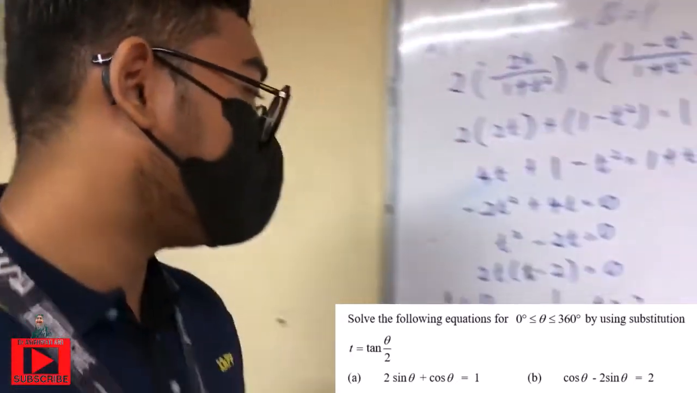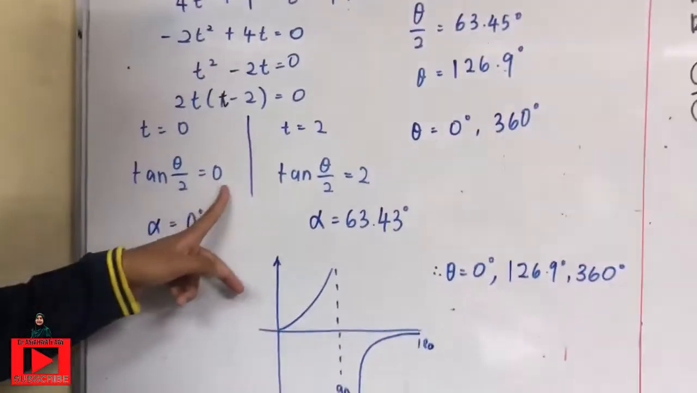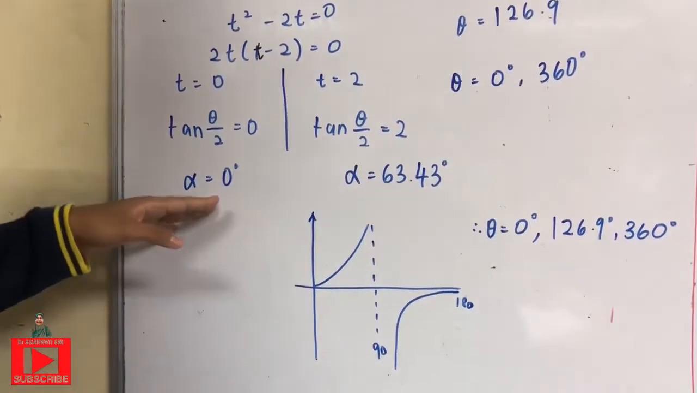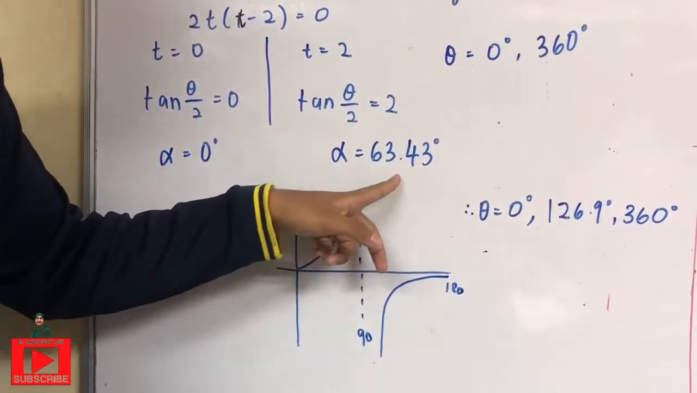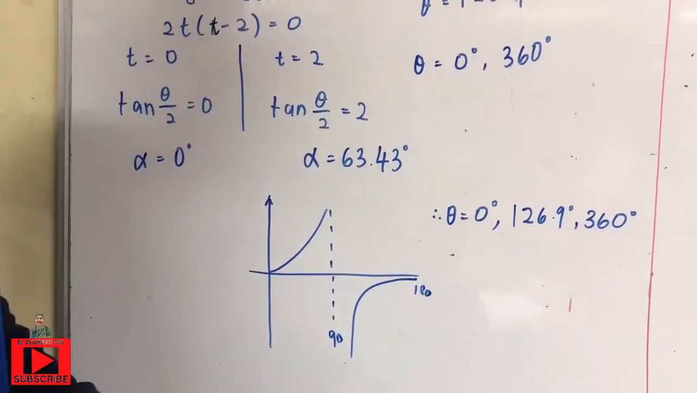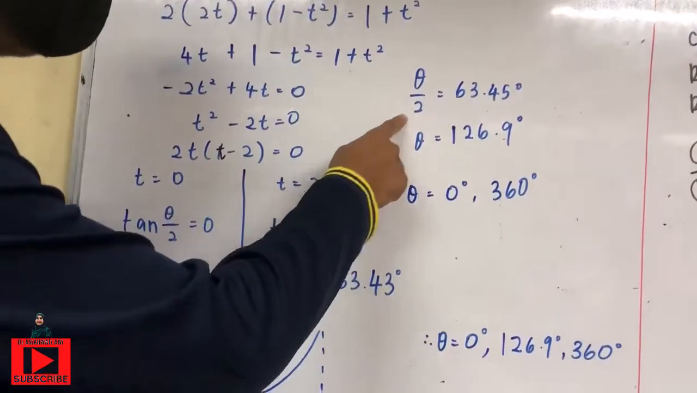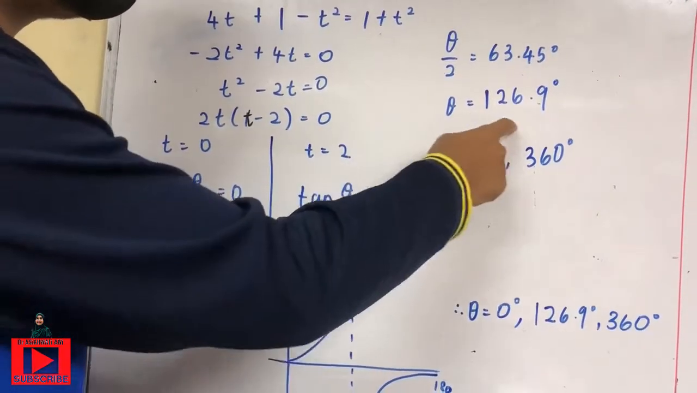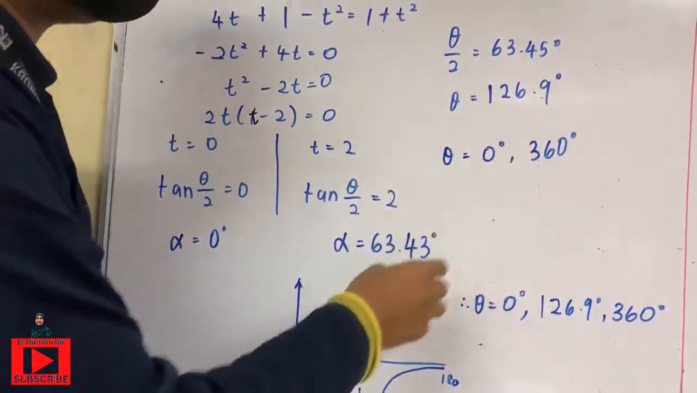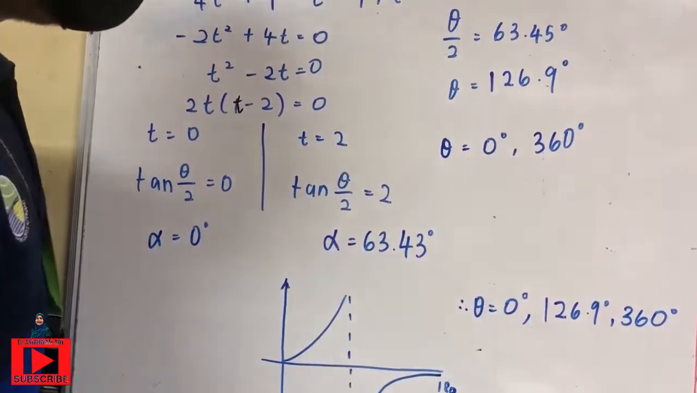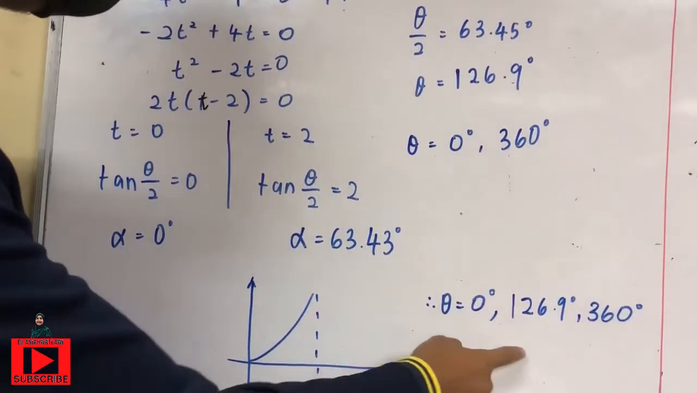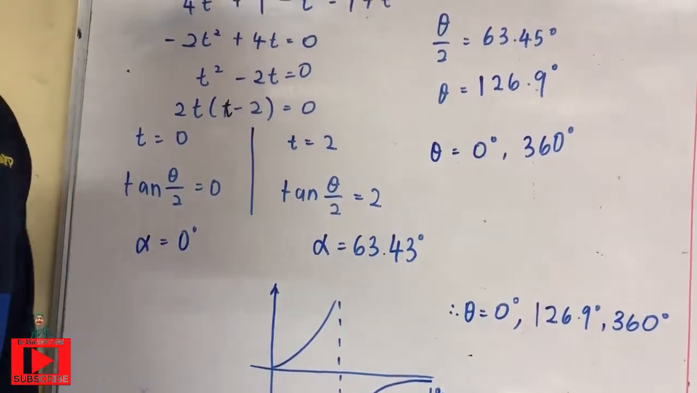Tu dapat go ni tan theta over 2 equals to 0 dan tan theta over 2 equals to 2. Lepas tu alpha dia 0, alpha ni dapat 63.43. Lepas tu kita equalkan theta over 2 dengan 63.45. Kita dapatkan dia punya theta dapat 126.9. Lepas tu list balik dapat kosong 129 yang 360.